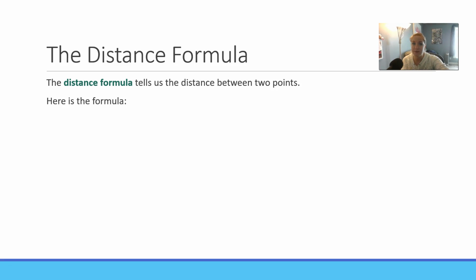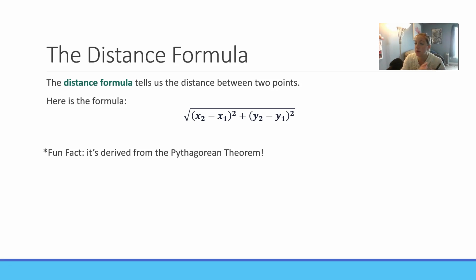Using their location. So the formula to do this is the square root of x2 minus x1 squared plus y2 minus y1 squared. And fun fact, it actually comes from the Pythagorean Theorem. So when you draw 2 points, and you're trying to find the distance between them, we can actually turn this into a right triangle, where the two legs would be A and B, and the distance that you're trying to find would be C.